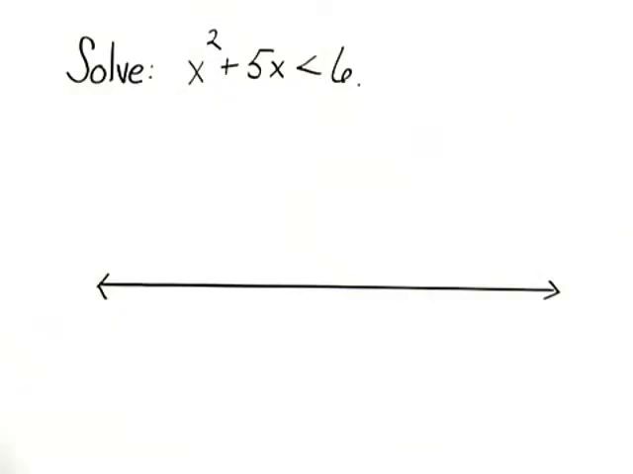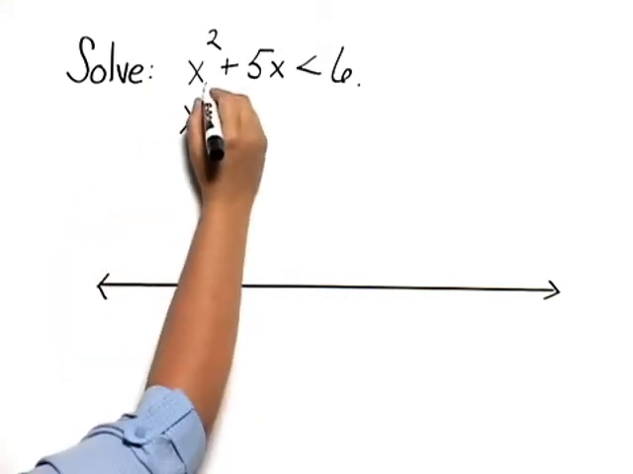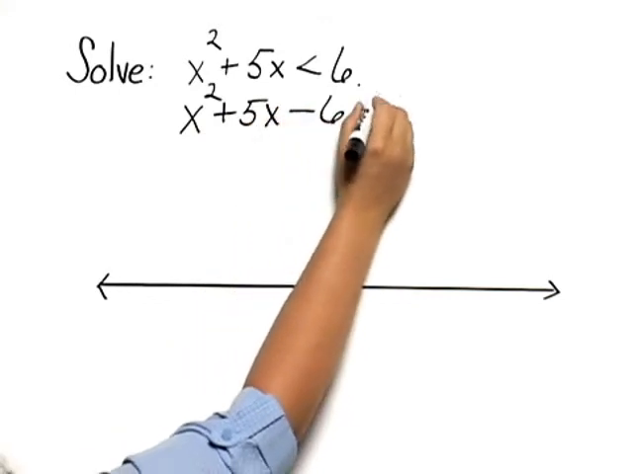In this next set of questions, we'll be solving quadratic inequalities and rational inequalities. Solve x squared plus 5x is less than 6. Let's start by subtracting 6 from both sides to get x squared plus 5x minus 6 is less than 0.